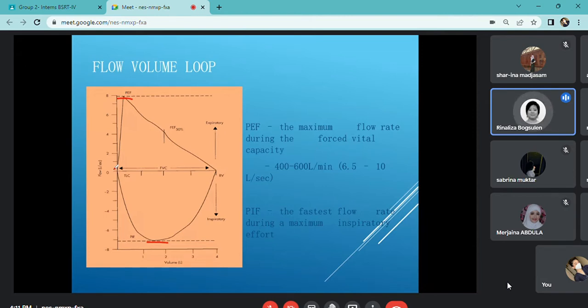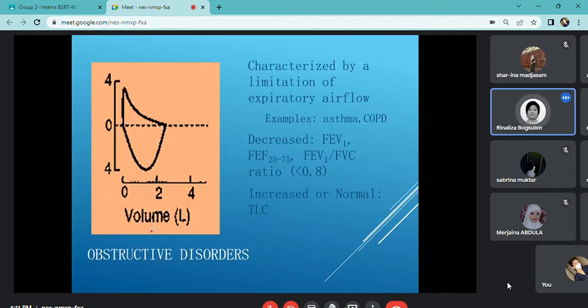Now, let's go back to your obstructive lung disorders loop. Ano bang itsura ng loop ng obstructive lung disorders? Tandaan nyo, the loop of your obstructive lung disorders will resemble scooping out. Okay? Parang scoop ng ice cream. So, you see scooping out. Kaya nga makikita nyo ito. Yan. So, parang, di ba, para kang nag-scoop ng ice cream.